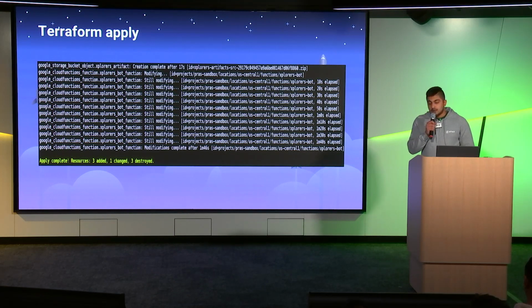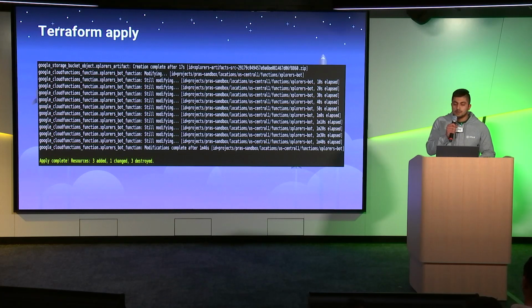This is a quick example of having run the Terraform apply command, which shows that it took about 1.5 minutes to deploy the Cloud Function and its resources, where it added 3 resources, changed 1, and destroyed 3.